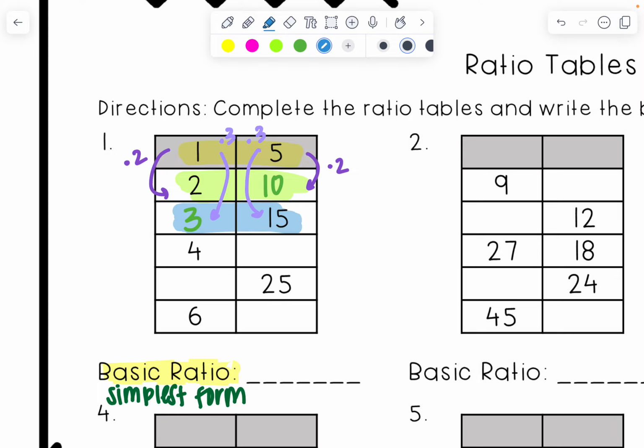So now I have 3 completed ratios, and I can use any of these to help me figure out the other boxes. For example, let's focus on this box down here. Well, I can think about how to get from 3 to 6, I would multiply by 2. And then I can use the 15 and multiply by 2 and get the missing value of 30.